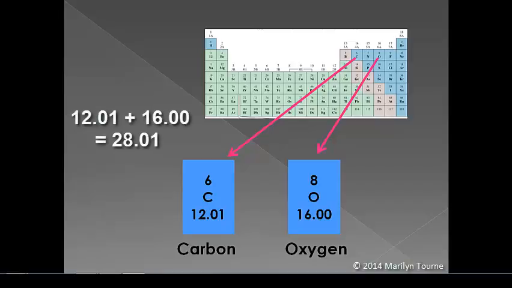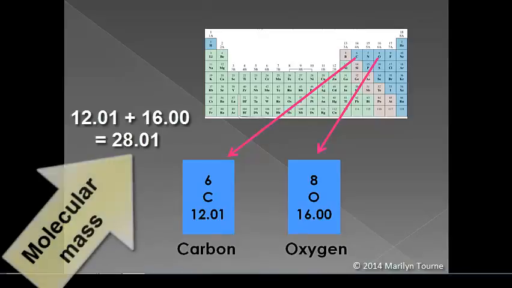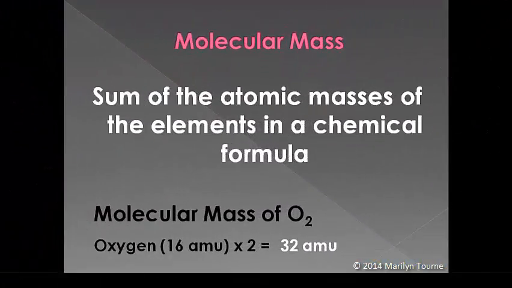So if I had, let's say, carbon monoxide, which is 1 carbon, 1 oxygen, I would take the atomic mass unit of carbon, which is 12.01, and the atomic mass unit of oxygen, which is 16, add those together and get my molecular mass for that molecule. The official definition of molecular mass is the sum of the atomic masses of the elements in a chemical formula.